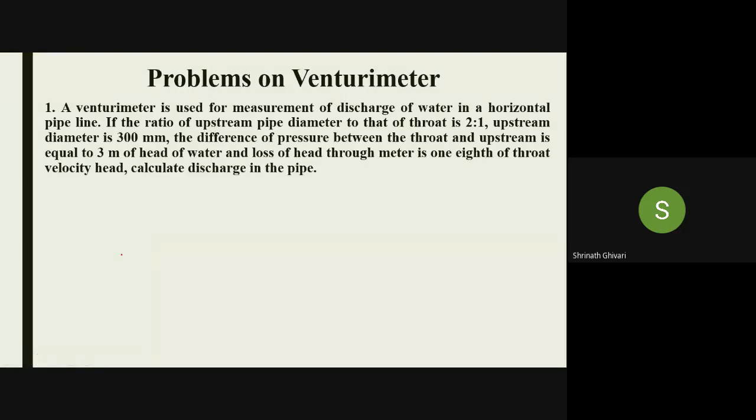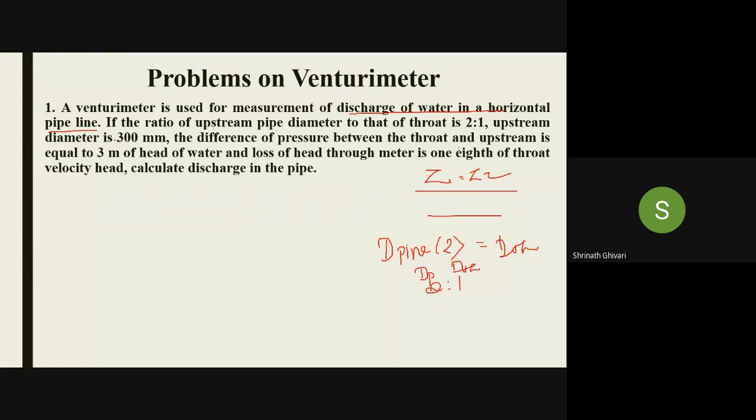What is the statement of the problem? A venturimeter is used for measurement of discharge of water in a horizontal pipeline. So this is a horizontal pipeline, so Z1 equal to Z2. The ratio of upstream pipe diameter to that of the throat is 2:1. So the diameter of the pipe is 2 times larger than the diameter of the throat.